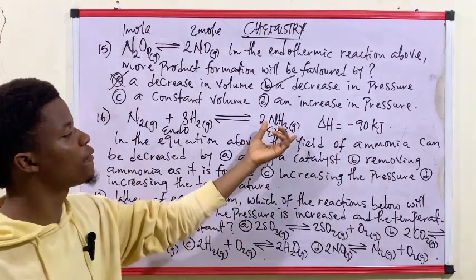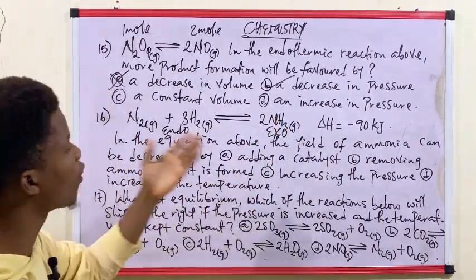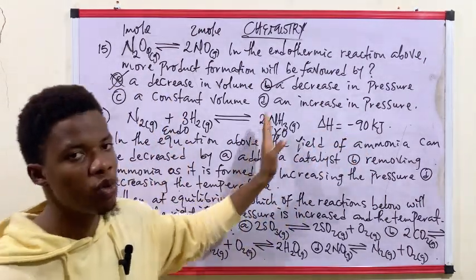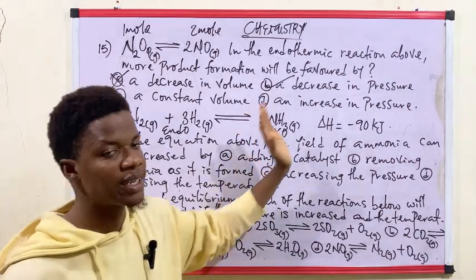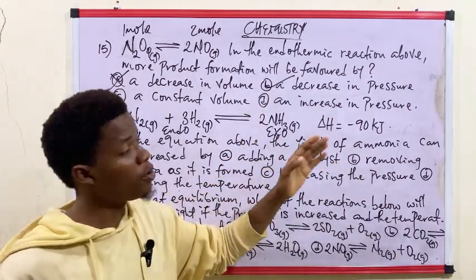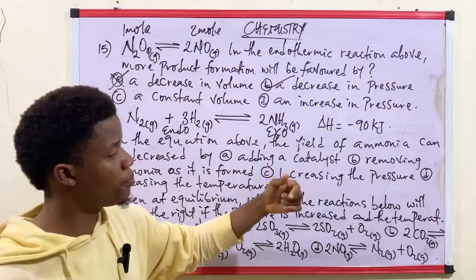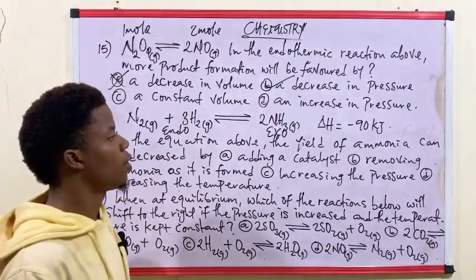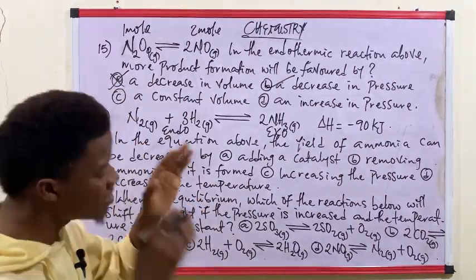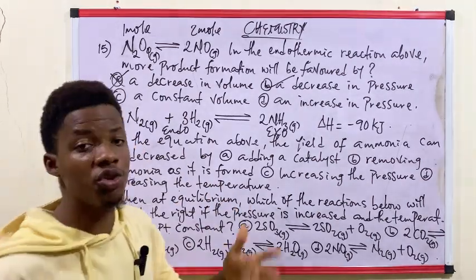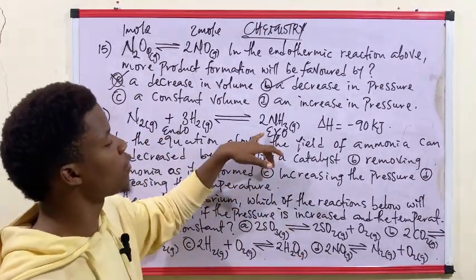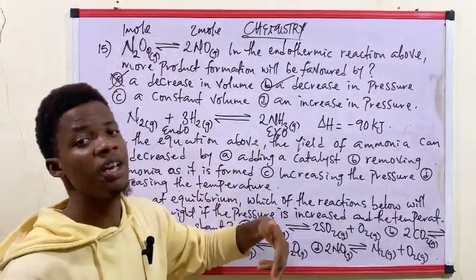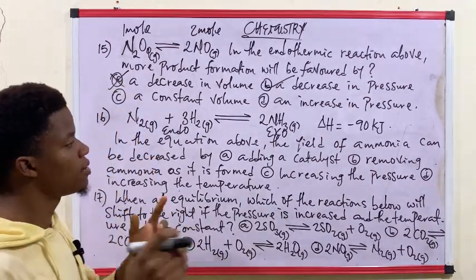So it means we will not favor the forward direction, but rather the backward direction. The negative sign tells us that the formation of ammonia, the right hand side, is exothermic. To increase the yield of ammonia, we have to decrease the temperature, because that side is exothermic. But here they are asking how the yield of ammonia can be decreased, so instead we are going to increase the temperature.